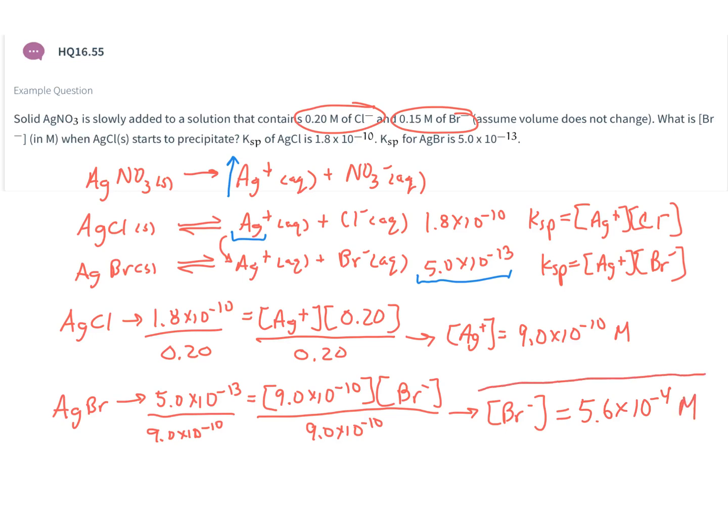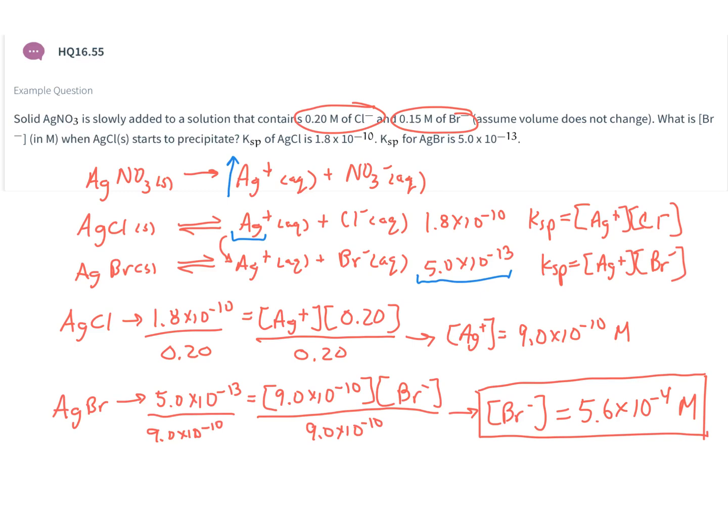So as you can see, the majority of that bromide has already precipitated from solution. I started with 0.15 molar bromide, and I'm only left with 5.6 times 10 to the minus 4 molar bromide by the point that silver chloride starts to precipitate from solution.